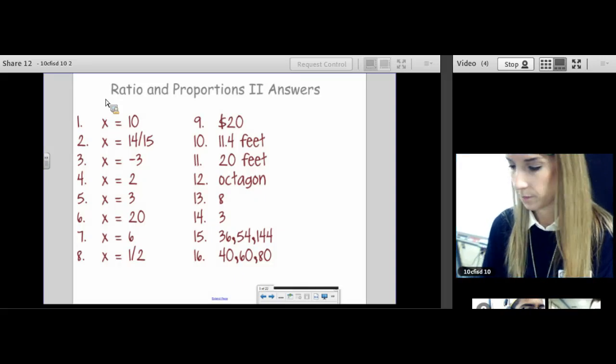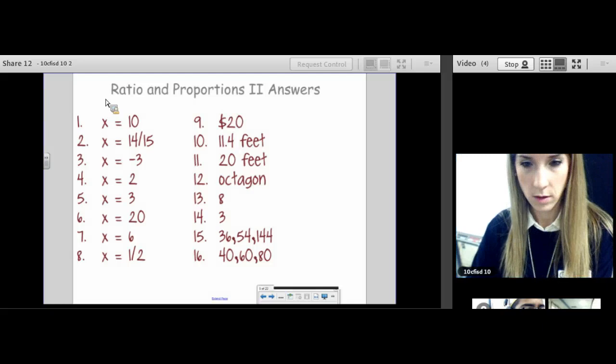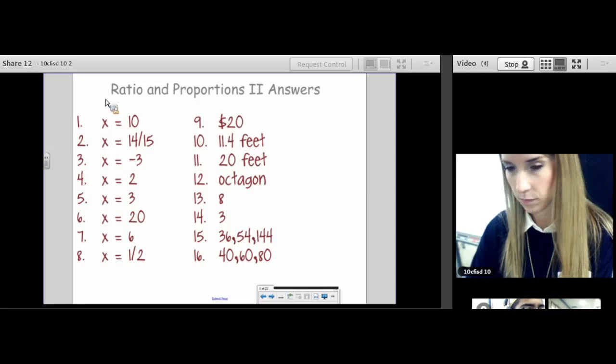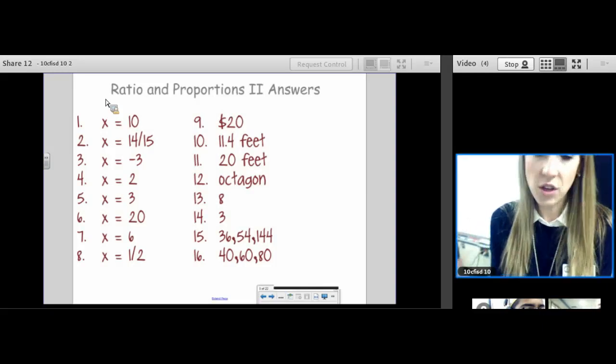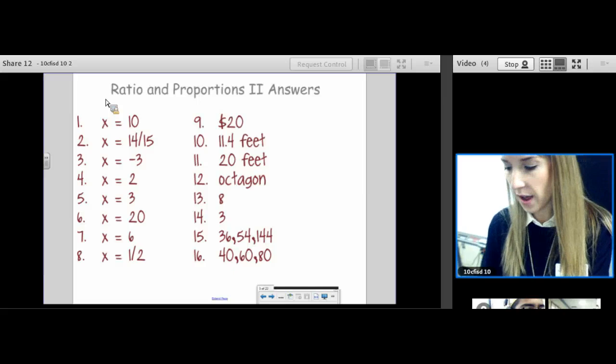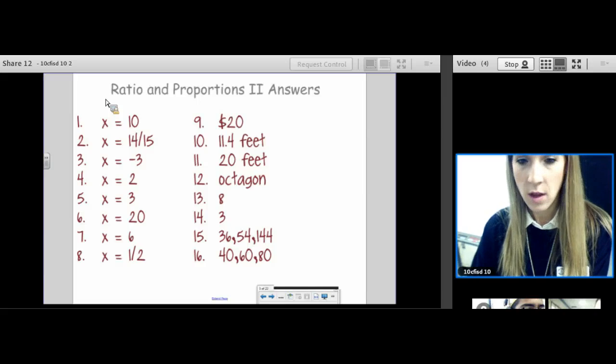Yes, Kwan? But like number 8, you could put 0.5 if you wanted to. That's fine because that's not a repeating decimal. But number 2, you have to put in fraction form.